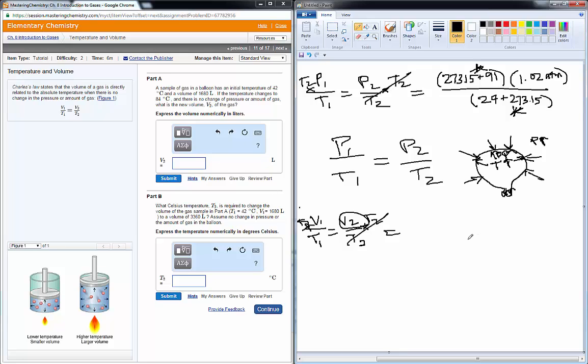So T2, final temperature. Temperature changes to 84 degrees Celsius. That'll convert it to Kelvin. Times V1, initial volume of 1680 liters, divided by initial temperature, which was 42 degrees Celsius. Convert that to Kelvin. Our Kelvins cancel, and I'll have my answer in liters.